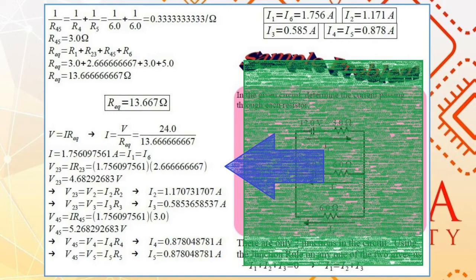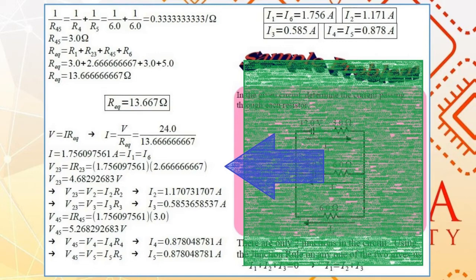You will recall that resistances in parallel connection have the same voltage. That means V2 and V3 both have the same voltage, and that is equal to V23. V2 is equal to V23, and Ohm's law tells us V2 is equal to I2R2. Thus, we are able to calculate I2 to be 1.171 amperes. Similarly, we are able to calculate I3, 0.585 amperes.